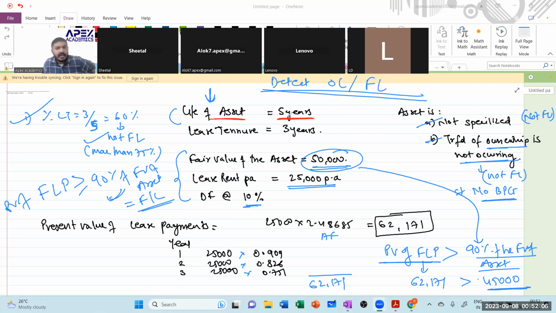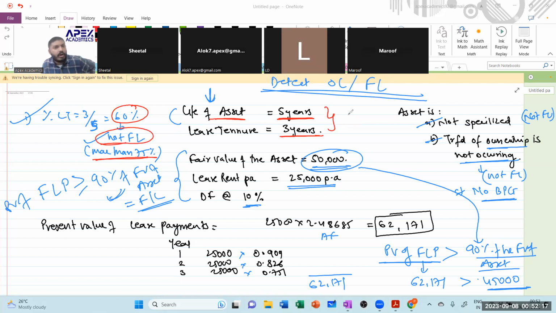At least listen. Life of the asset is 5 years. Lease tenure is 3 years. So the lease tenure is 60%. It is not more than 75%, so it is not a finance lease. From this, it looks like an operating lease. Fair value, I'll come to later. It is not specialized. Transfer is not there. Bargain purchase option is not there. Because of all of this, it is not a finance lease.